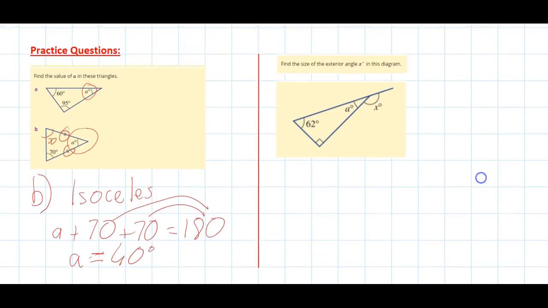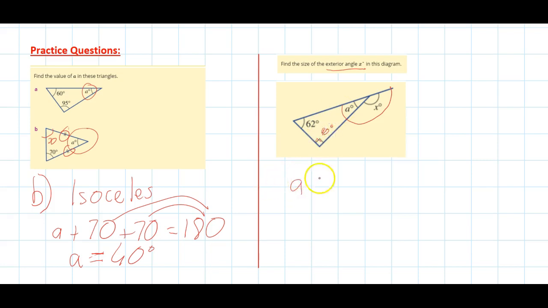Let's move over now to using exterior angles. Using this shape, find the size of the exterior angle X in this diagram. I know this will be a supplementary angle, so these two need to add up to 180. I don't know what A is, so I need to work that out first. I know that this shape means this is 90 degrees because it is a right angle.